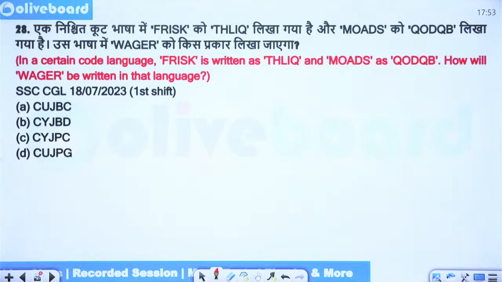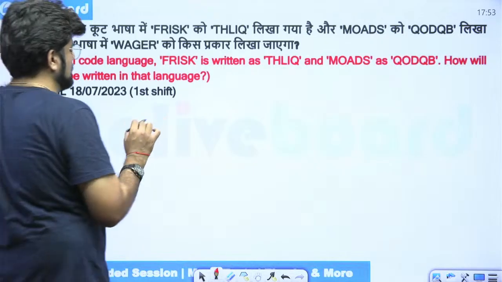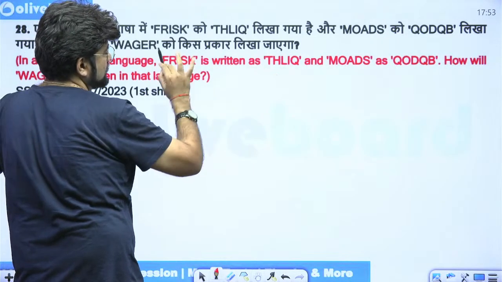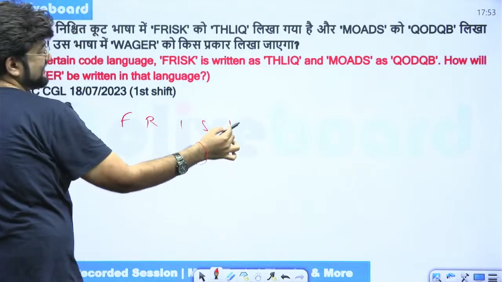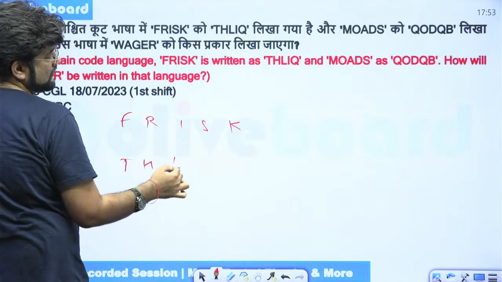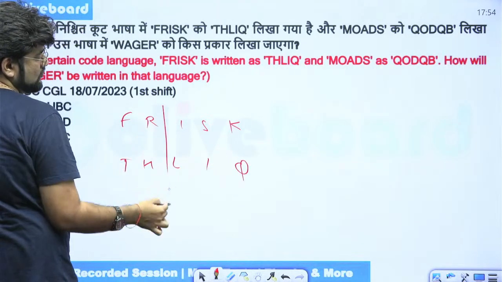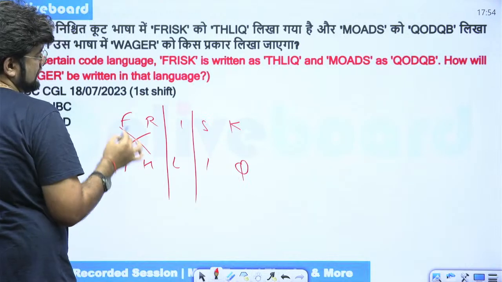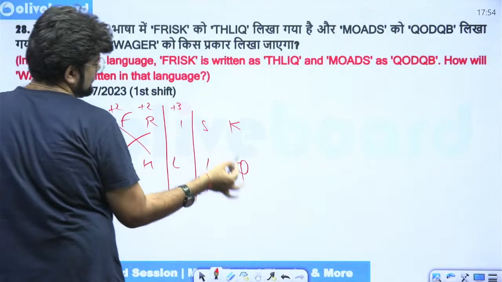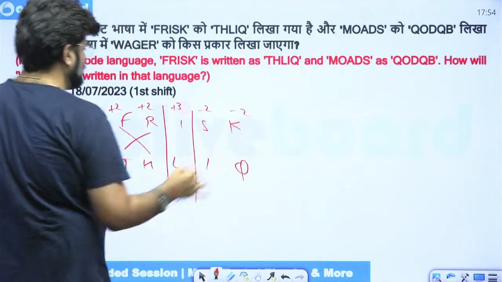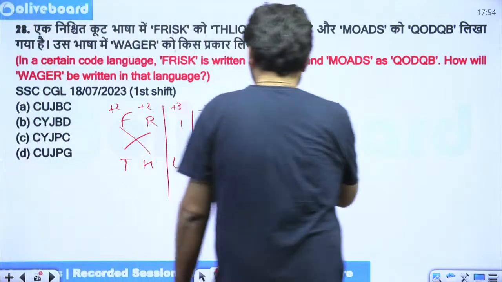Risk is written as this, modes is written as this, how will wager be written? Something similar to what we have done in the past. See, F and 20, 620 not related, 670 not related. This cross we have to go. F R I S. 5 letters, so break. Check. 8 plus 2 plus 2. 9, 12 plus 3. 19, 17 minus 2. 7, 9 minus 2. No problem.